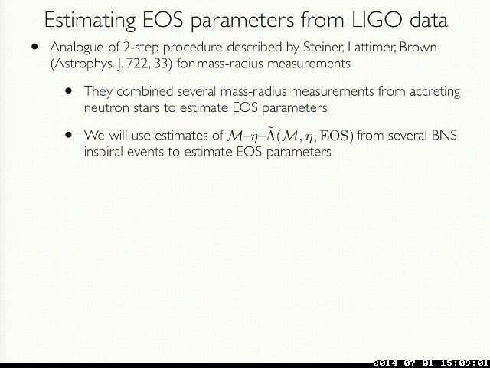This is very similar to work that was done by Andrew Steiner, Jim Lattimer, Ed Brown, where they used multiple mass and radius observations to measure a parameterized equation of state. Here, instead of mass and radius, I'm just using the measurements of the 2 masses of the stars and then this weighted tidal parameter for several BNS systems.